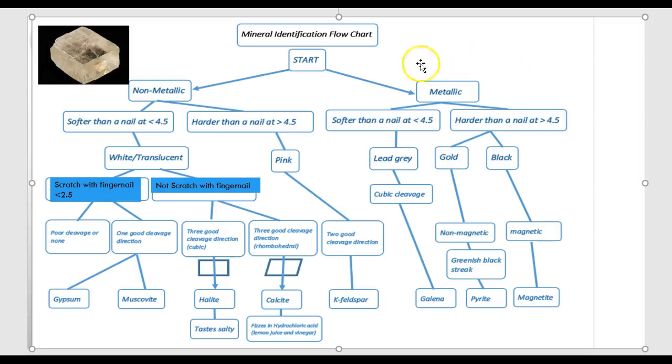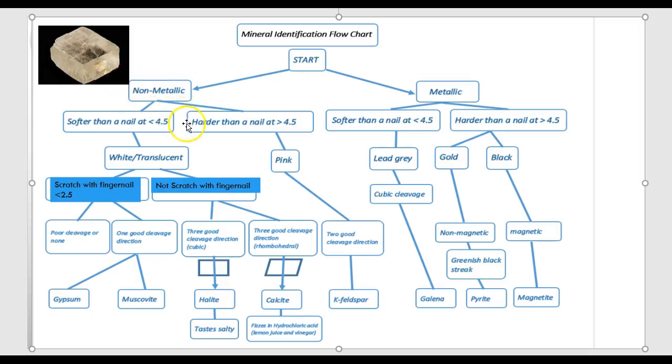We're going to start with what's called luster. Luster is how something looks in the light. It's a reflection of the light. And we're going to keep it real simple. We're going to say, is it non-metallic or is it metallic? Does it look like a metal or not? Metal meaning, does it look like copper or gold or silver? Now, we look at this one and we see it's non-metallic.